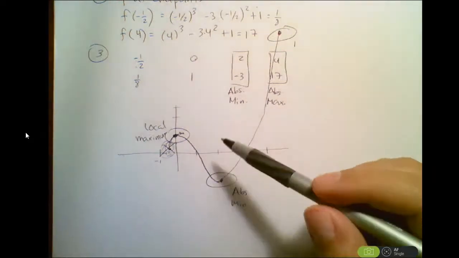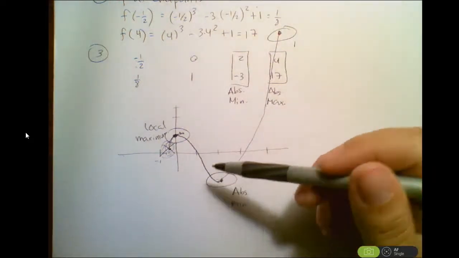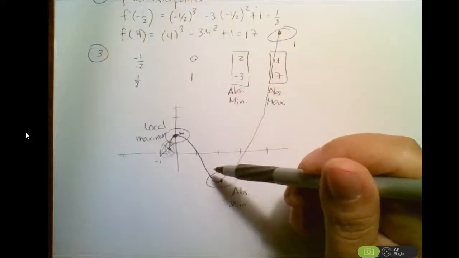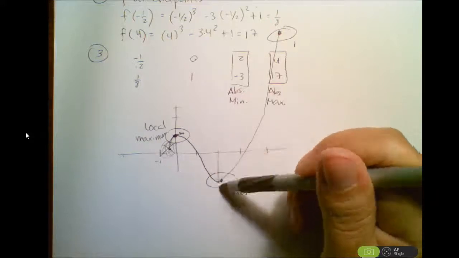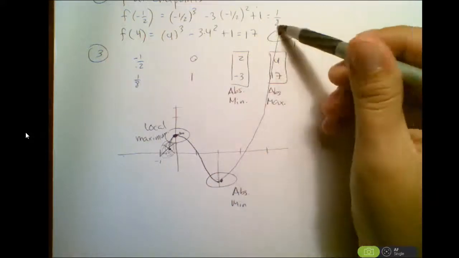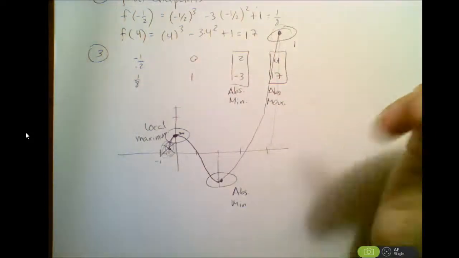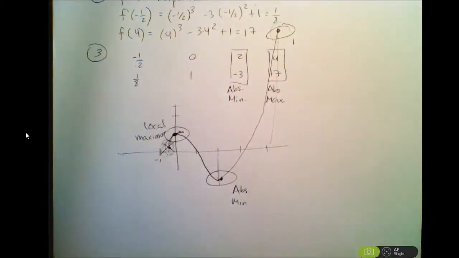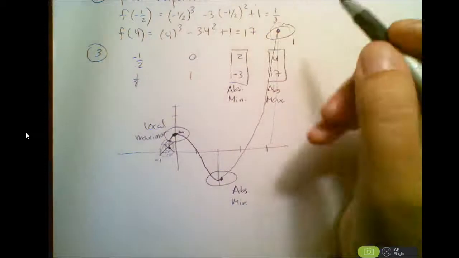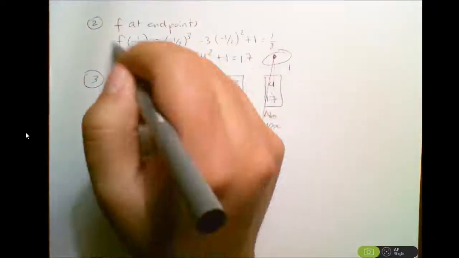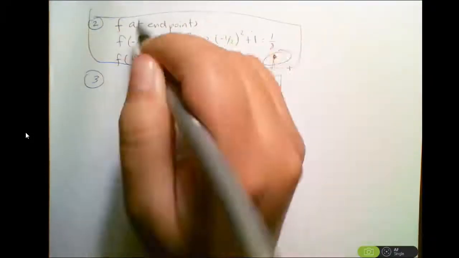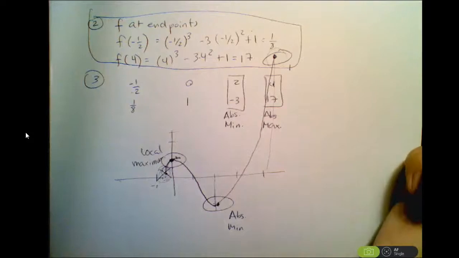Also notice how the absolute minimum happened at a critical value, whereas the absolute maximum happened at one endpoint. So that could be the other case, that it happens at one of the endpoints. So that's why this second step right here is always something that you have to do whenever we have a closed interval.